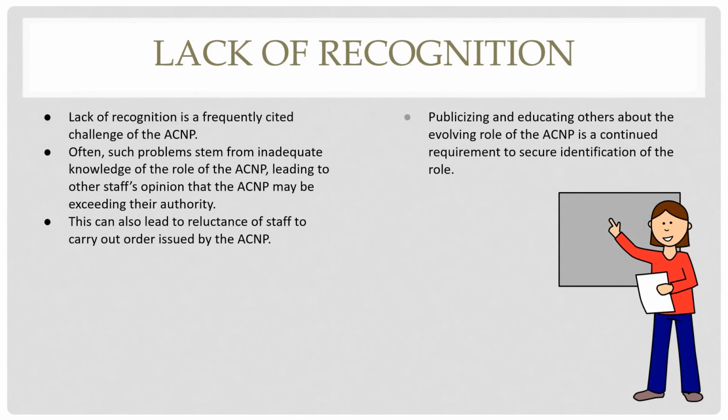Lack of recognition or not being considered a professional peer is a frequently cited challenge of the ACNP. Often, such problems stem from inadequate knowledge of the role of the ACNP, leading to other staff's opinion that the ACNP may be exceeding their authority or infringing upon the doctor's authority. This can also lead to animosity or reluctance of staff to carry out orders issued by the ACNP. Publicizing and educating others about the evolving role of the ACNP is a continued requirement to secure identification of the role.